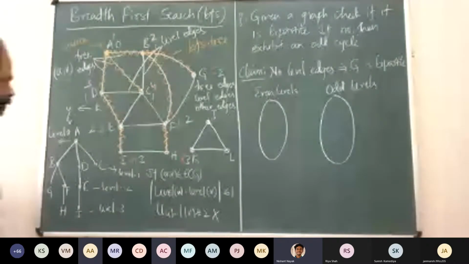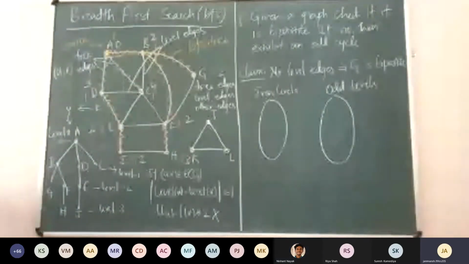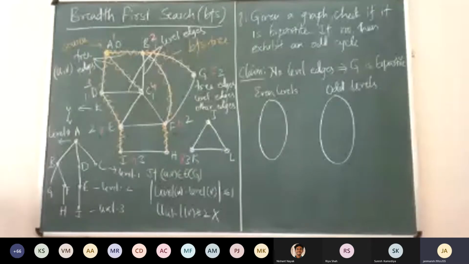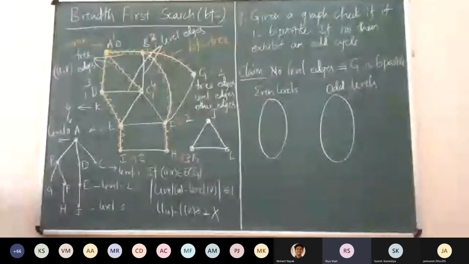But a 1 to 3 edge can't exist, right? Yeah, it's not possible. I think that what Suresh is saying is correct, because the difference between the levels of an edge is at most 1. So no, in the graph, other edges can be there. There can be an edge between 4 and 3, right?